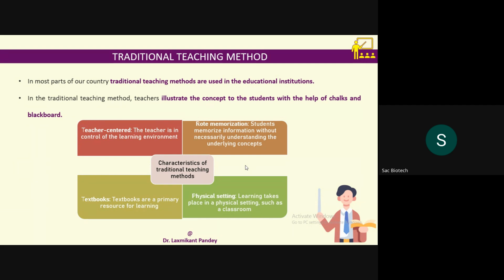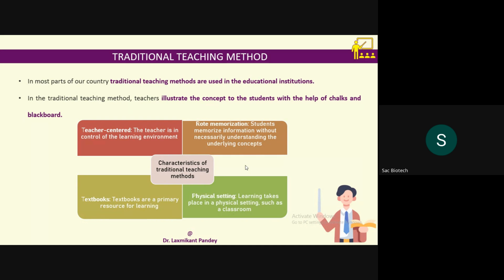Second is textbooks, because in traditional teaching methods, the source of knowledge is the textbooks. Students are totally dependent upon what the teachers are saying in the class, and after that they refer to the textbooks available on that particular topic. So the source of knowledge or information is the textbook.